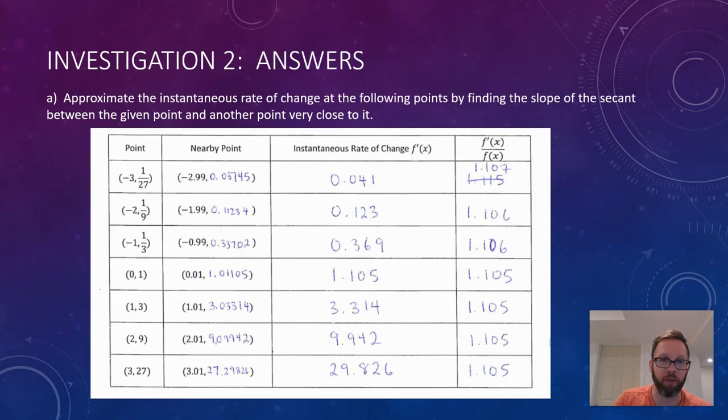So you can see I kept a lot of accuracy for my y values. I did the slope between those 2 points to get an approximation for the derivative, the instantaneous rate of change. And you can see that these are increasing too, and they're increasing at a faster and faster rate. And this ratio is a different number, but it's constant again. For the most part, they're all very close to 1.105. So that's really cool too. We saw similar things happening.